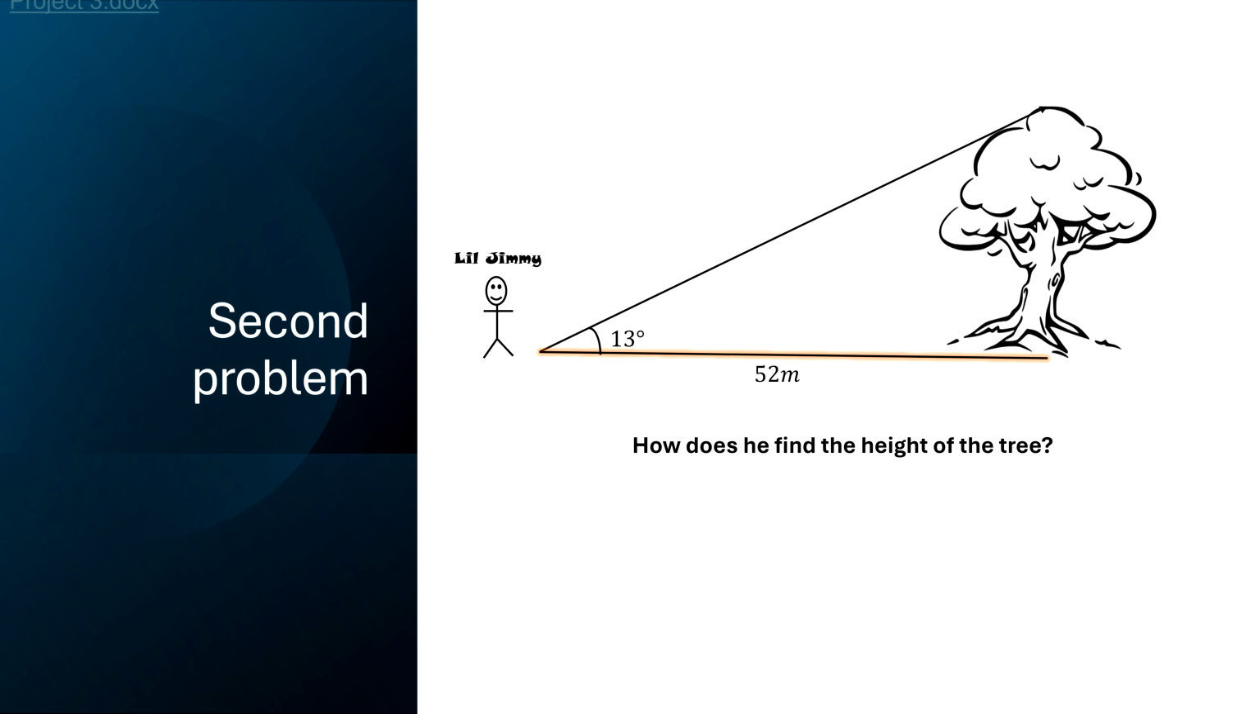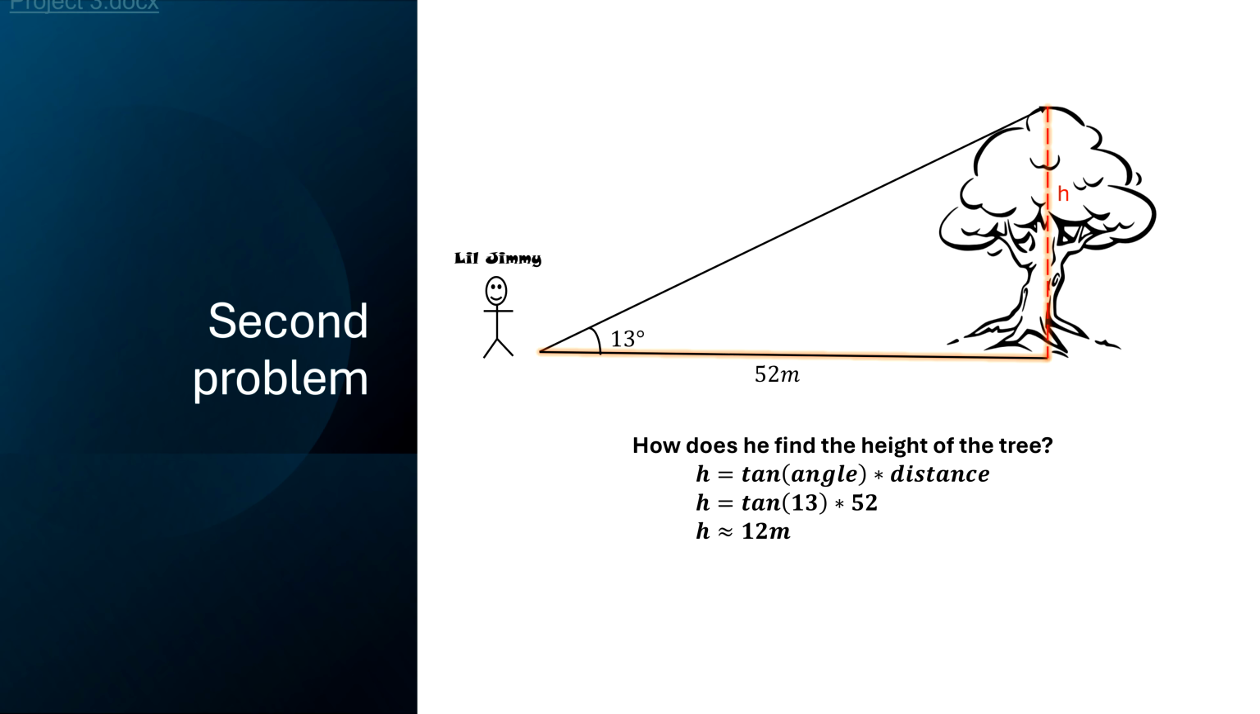This second problem should be rather straightforward. It is the case of little Jimmy, who, one day at recess with his friends, got asked to find the height of the biggest tree in the playground. After getting a measuring tape and an angle reporter, he figured out that, at a distance of 52 meters, the angle from the top of the tree is 13 degrees, as shown in this problem. Now feel free to pause the video and solve the problem by yourself.